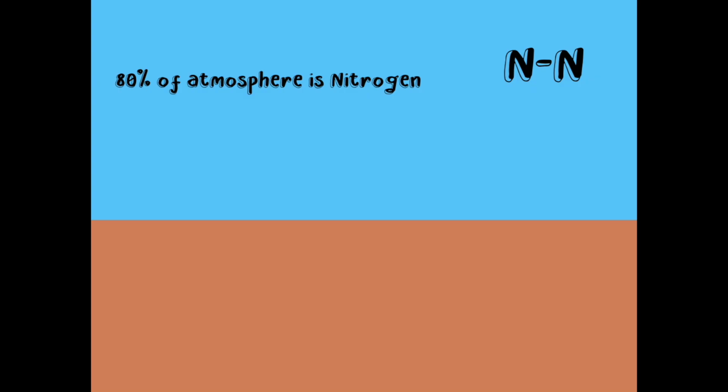So 80% of the atmosphere is made up of nitrogen, dinitrogen: two nitrogen atoms bonded together. They make such a strong bond that they don't actually react with anything else. So they have to go through a series of steps in order to be transformed into something that is useful. Otherwise, this is an inert gas.